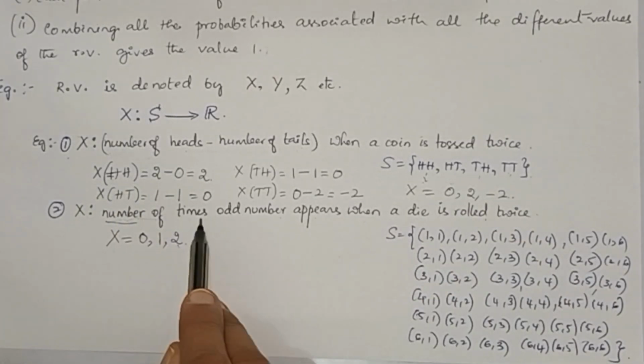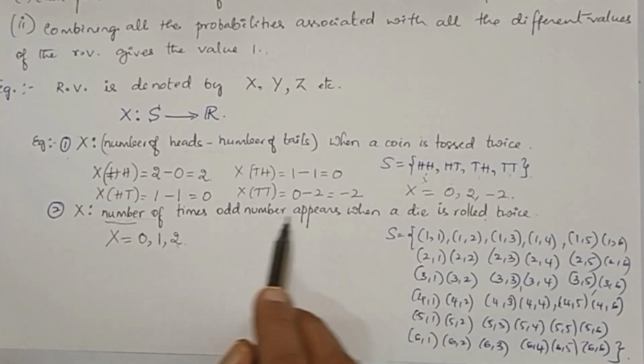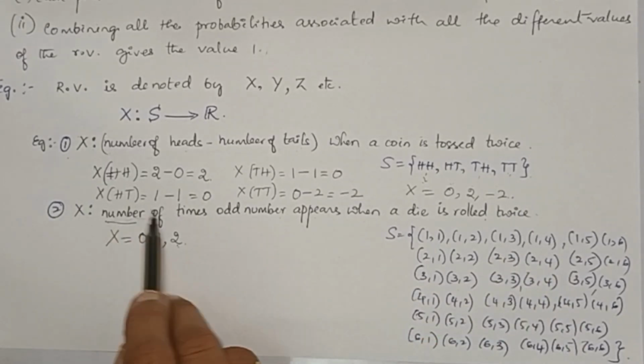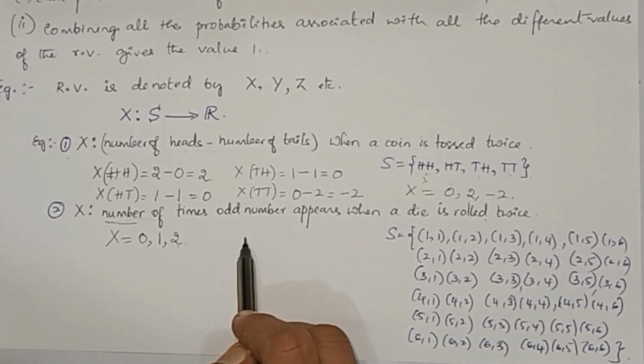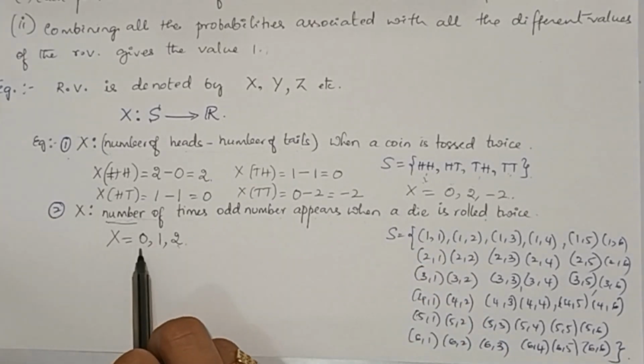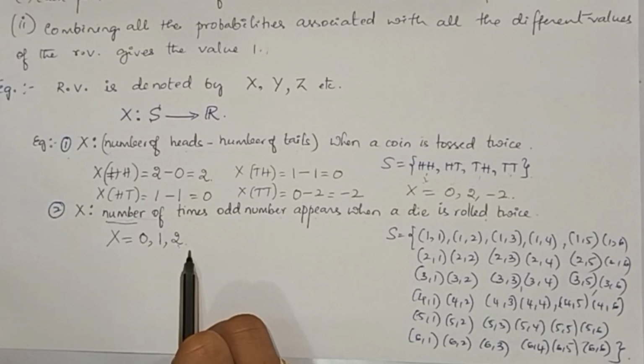The number of times an odd number appears. It is not just that an odd number appears. If it were just that an odd number appears, then 1, 3, 5. But it is how many times an odd number appears when you roll a die twice. There may be no odd number. There may be one odd number. There may be two odd numbers.